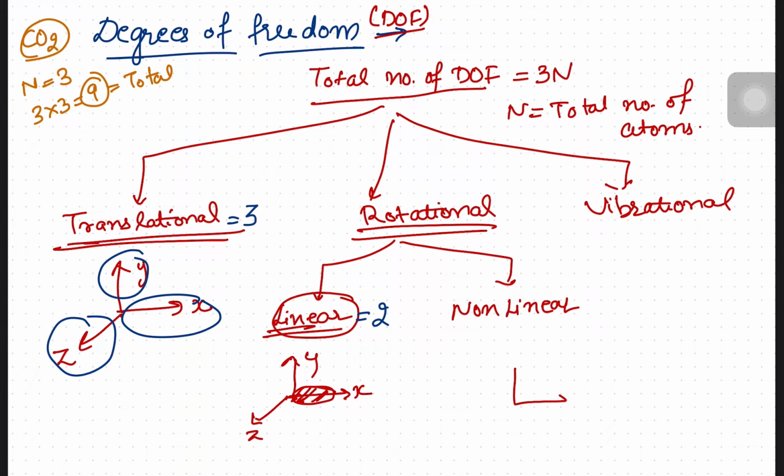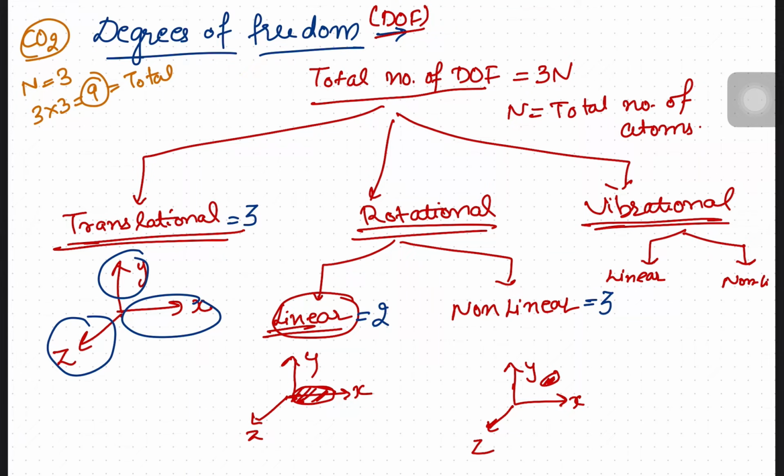Now if the molecule is non-linear, that is, the molecule is not on a straight line, if the molecule is like this, it will have all the three axes available. So the total non-linear rotational motion is 3. Now we come to the vibrational degree of freedom. It can also be divided into linear and non-linear molecules.